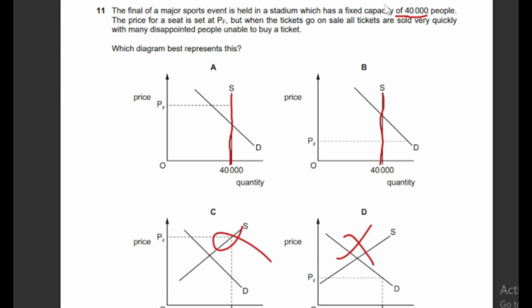And moving to the other part of the question, the price for a seat is set at PF. So this is price PF and this is also price PF. But when the tickets go on sale, all tickets are sold very quickly, with many disappointed people unable to buy the ticket.